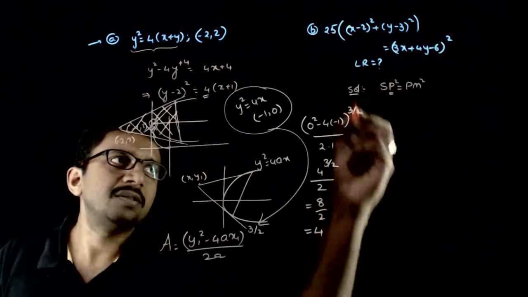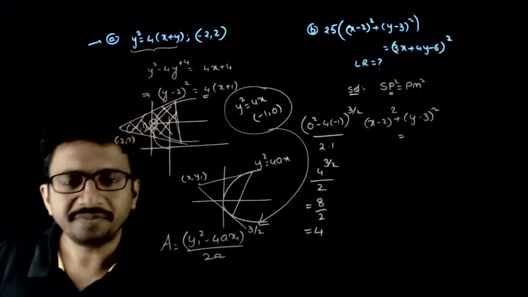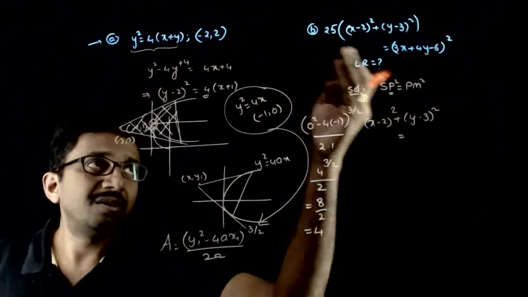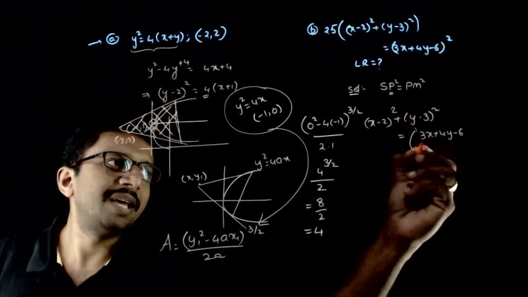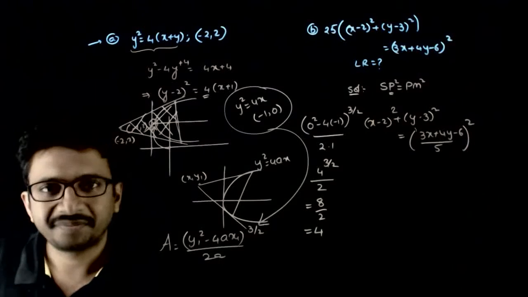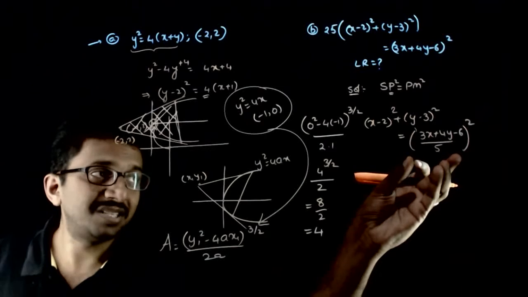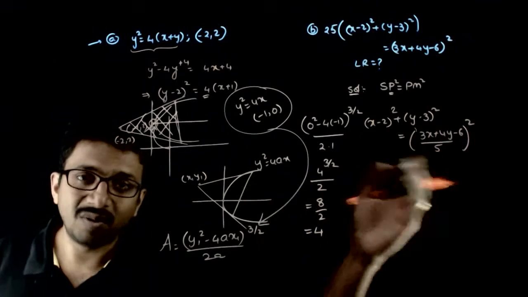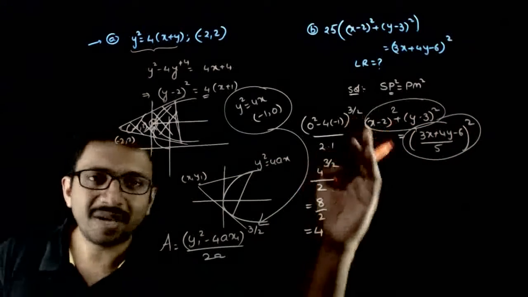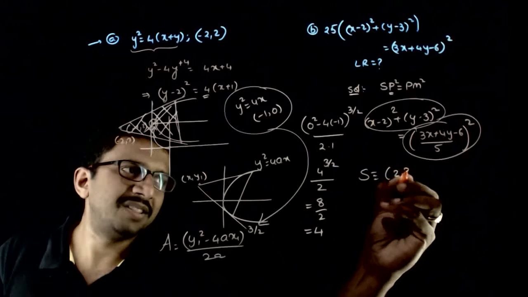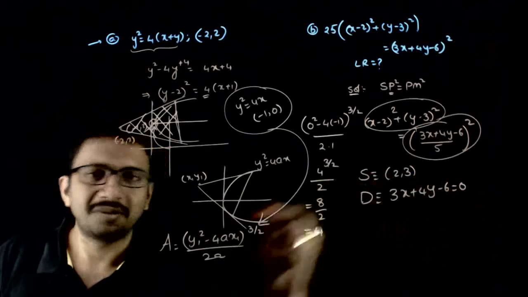So this looks like (x - 2)² + (y - 3)² equal to, if you bring this 25 to the denominator and include it in the square, ((3x + 4y - 6)/5)². This represents the distance from (2, 3), and this represents the distance from 3x + 4y - 6 = 0. So SP² = PM². If you compare these two, the focus of this parabola is (2, 3), and the directrix is 3x + 4y - 6 = 0.